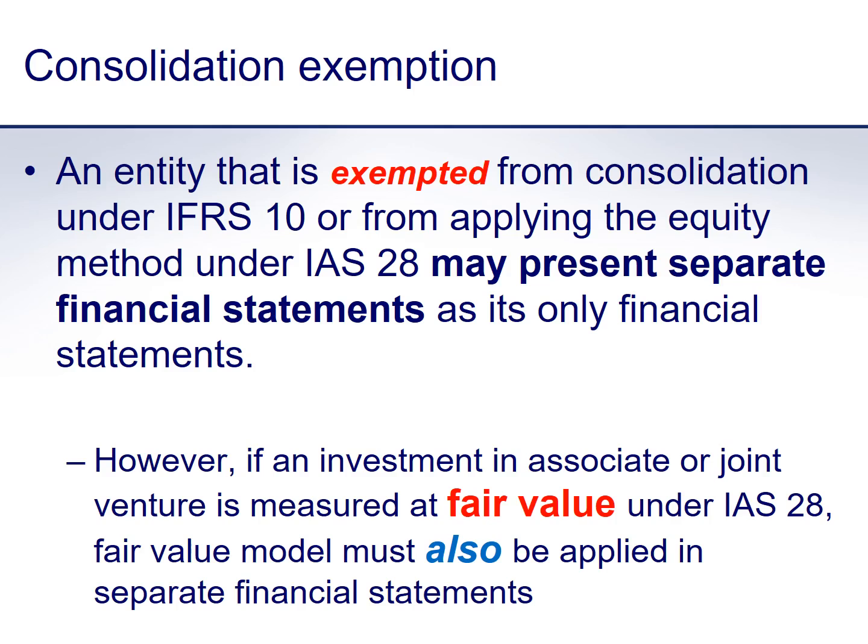If an entity is exempted from consolidation or from equity accounting using one of the exemptions under IFRS 10 or IAS 28, it would then present separate financial statements as the only financial statements. But if an investment in associate or joint venture is measured at fair value under IAS 28, the fair value model must also be applied in the separate financial statements. You're not allowed to use the cost model in the separates, nor can you use equity accounting in the separates if you've applied fair value accounting under IAS 28.